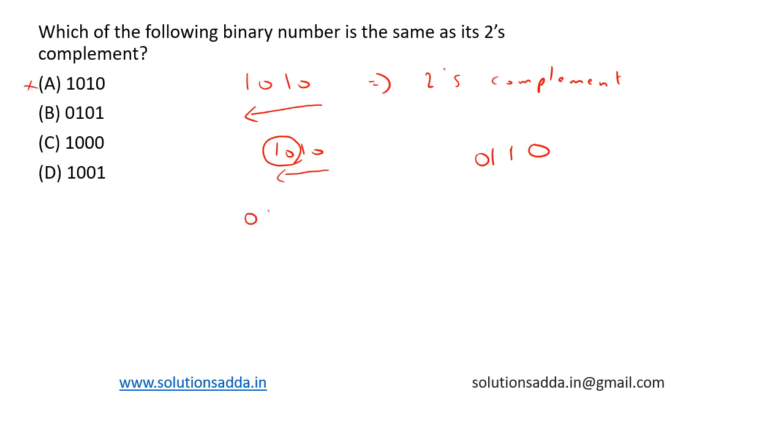Now second option is 0101. So we write 1 as it is, that is this one. Now we complement this, that is 101. This is also not correct. Now let's see option C, 1000. 000 as it is, 1 as it is. So this is the correct answer, that is 1000. The 2's complement also will be 1000. So for 1001 we have 1 as it is. Now we are complementing, 110. This is also not equal. So the correct answer is option C, 1000.